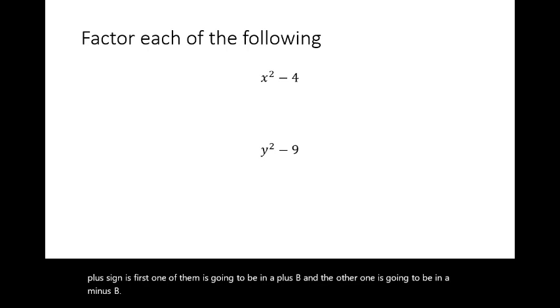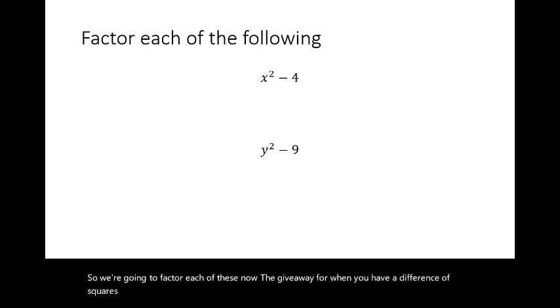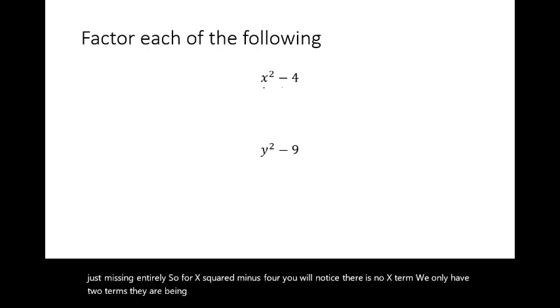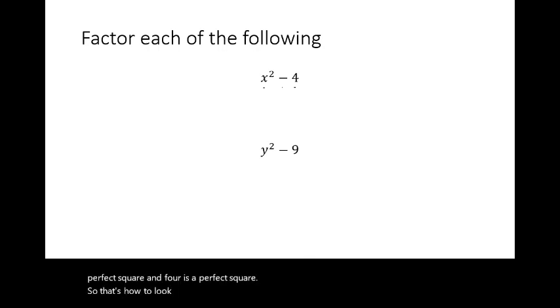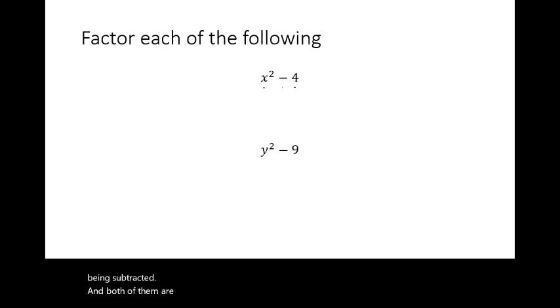So we're going to factor each of these. Now the giveaway for when you have a difference of squares is there is no middle term. The x term, or the term that doesn't have an exponent, is just missing entirely. So for x squared minus 4, you will notice there is no x term. We only have two terms. They are being subtracted, and both of them are perfect squares. X squared is a perfect square, and 4 is a perfect square. So that's how to look for differences of squares. If you only have two terms and they are both being subtracted and both of them are perfect squares, you have a difference of squares.